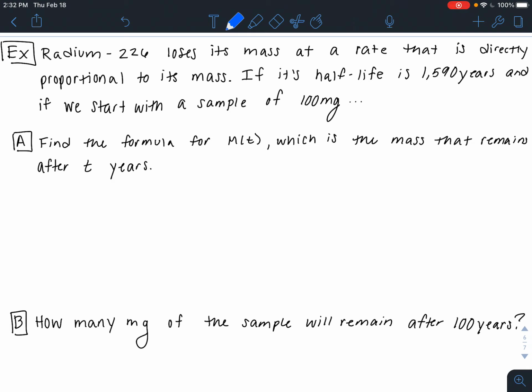Okay, so I'm going to do one more question, and another place that this proportional growth shows up with differential equations is half-life.